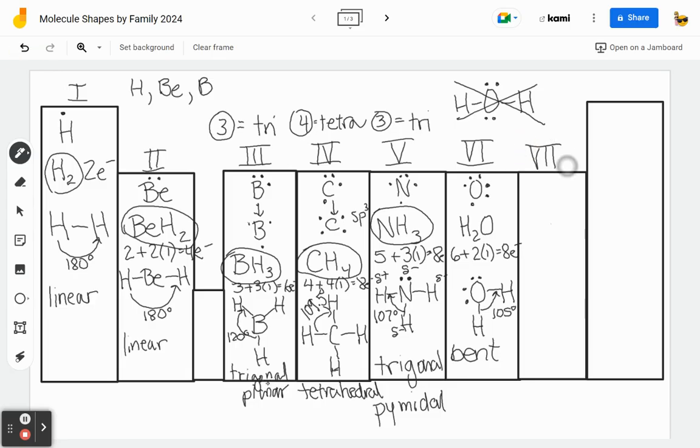Family 7 here has 7 valence electrons. Love to get 1 more. So let's talk about HF. Hydrogen has 1, fluorine has 7. We're still representing 8 electrons. When we bond them together, we'll be using 2. And then fluorine still wants 6 more.